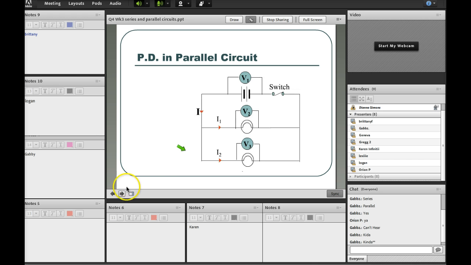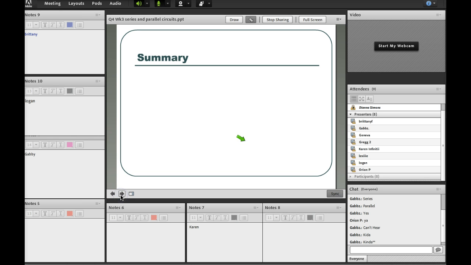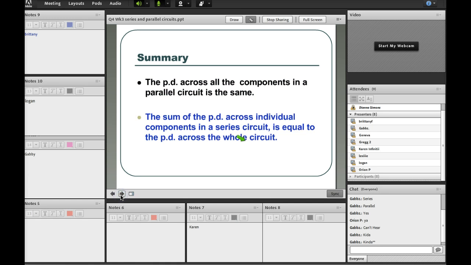So in parallel, whatever you have here is equal to here is equal to here. The voltage is the same across all of them. Okay? But the current is going to be different, right, in this parallel, but the voltage is going to be the same. So the PD stands for potential drop across all the components in a parallel circuit is the same. And across the series circuit, it's going to be different, but they're all going to add up to whatever you start with. Okay.